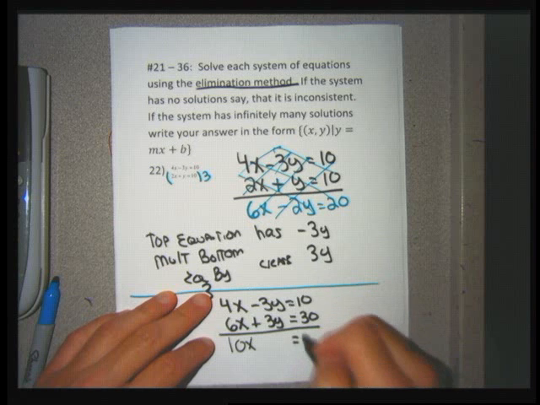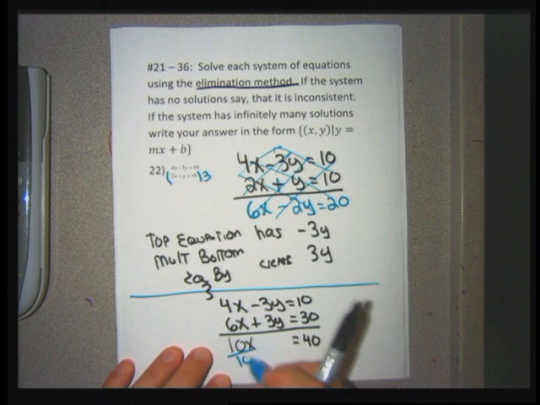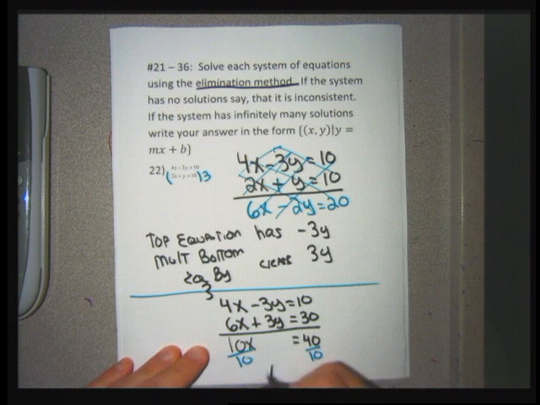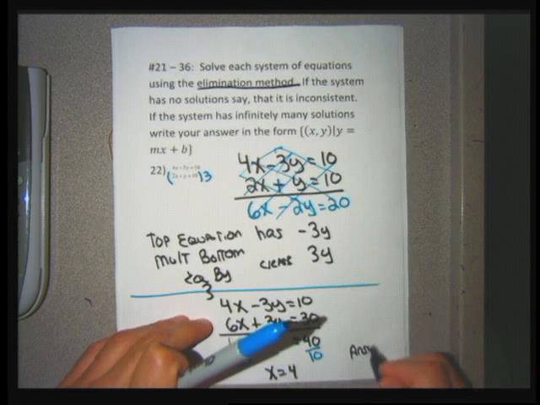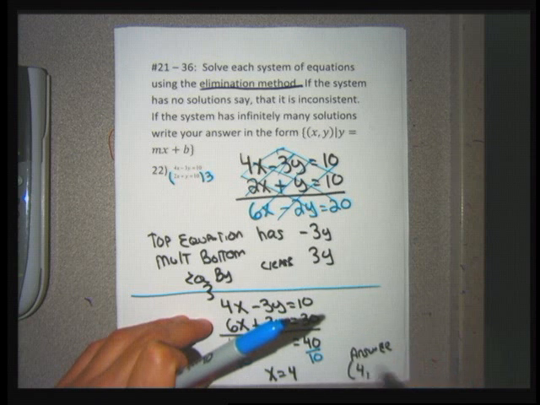10 plus 30 is 40. This gives me an equation that only has an x. When I have an equation that only has an x, it's not hard to solve it for x. It takes me one step to solve this for x. I'm going to just divide both sides by 10 and get part of my answer. So part of my answer to this problem is x equal to 4.